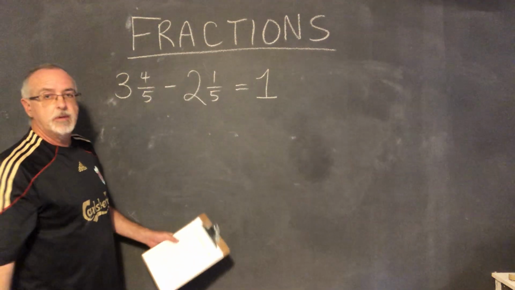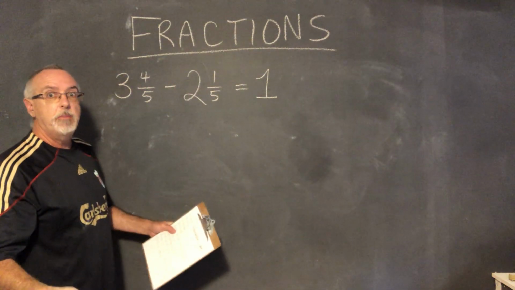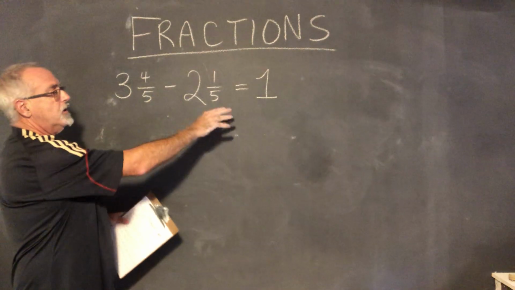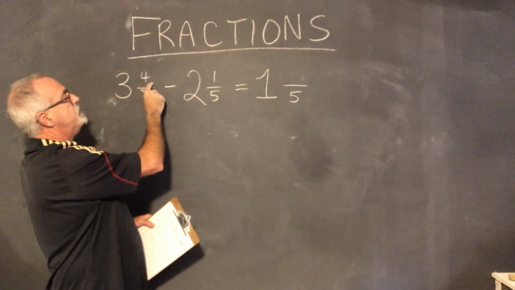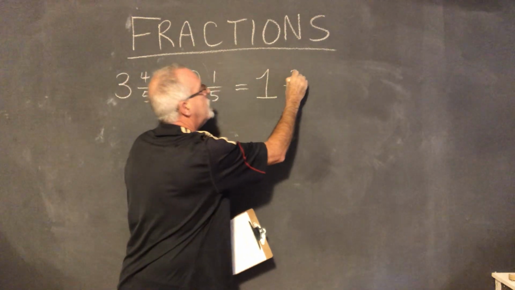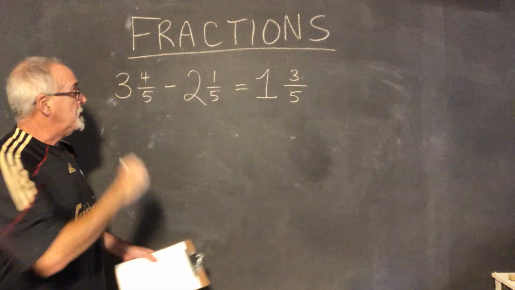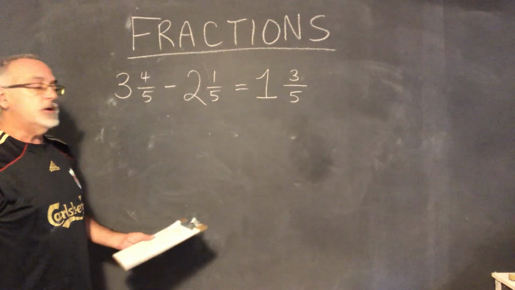And because they're over a common denominator already, I can just go ahead and do it. The answer will have 5 as a denominator. 4 minus 1 is equal to 3. I have 1 3/5. That's my answer. So it's no different than addition.